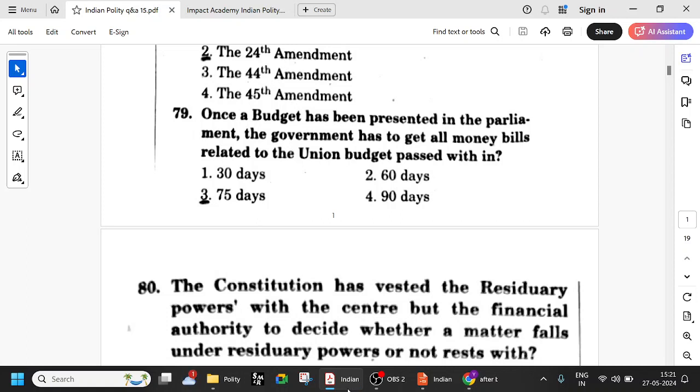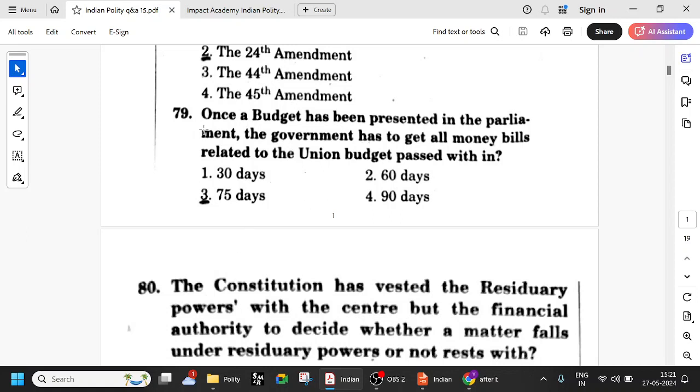If it is a financial bill, it has both 1 and 2. Financial bill 1 means it contains both issues related to money bill and other financial issues. Then financial bill 2 is only that financial bill which does not have anything related to the money bill, and money bill is completely separate. So in the case of money bill, Rajya Sabha does not have any power.